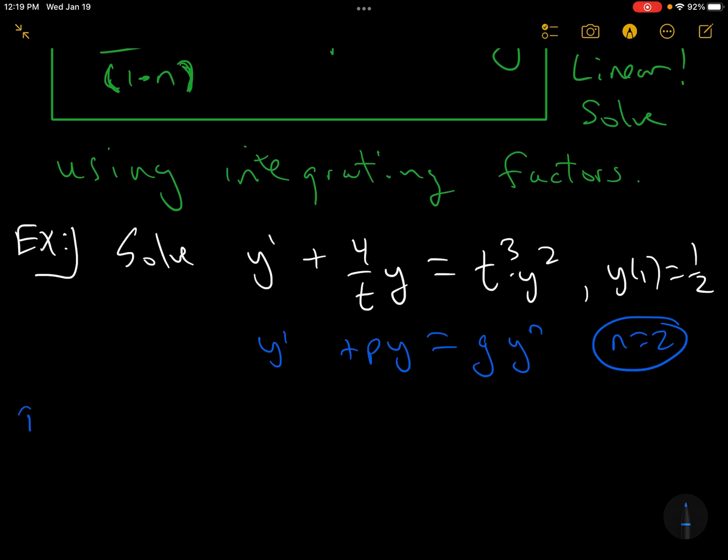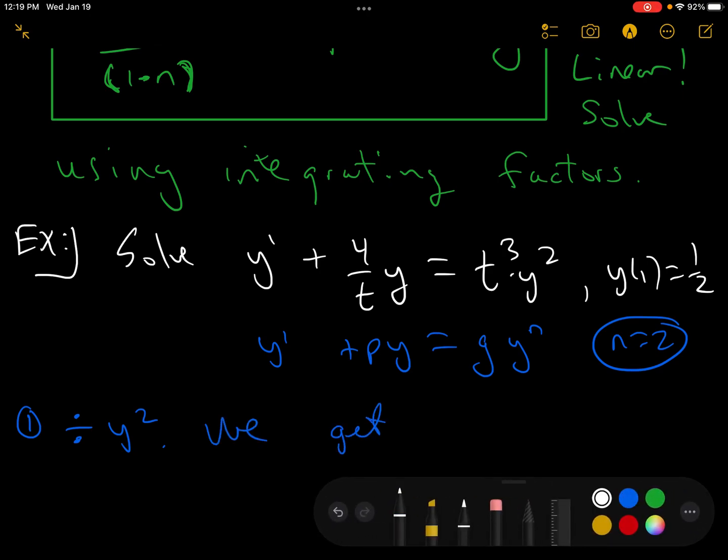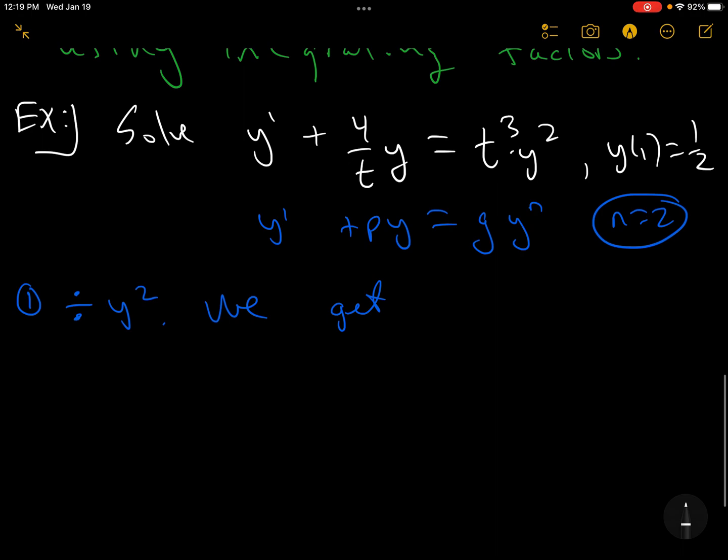Okay, so following above, step 1, divide through the ODE by y squared. We get y prime y to the minus 2 plus 4 over t y to the minus 1 equals t cubed.